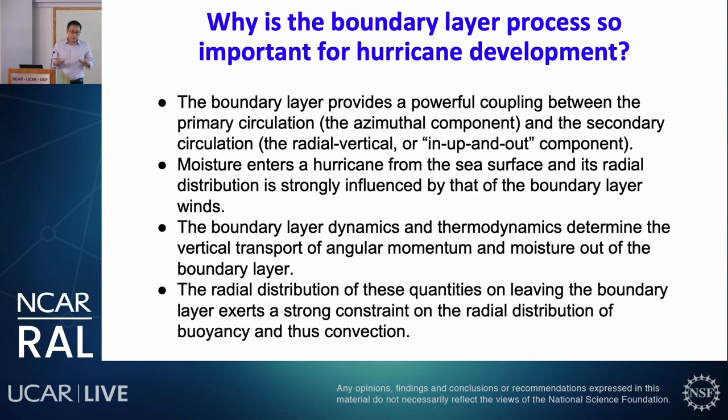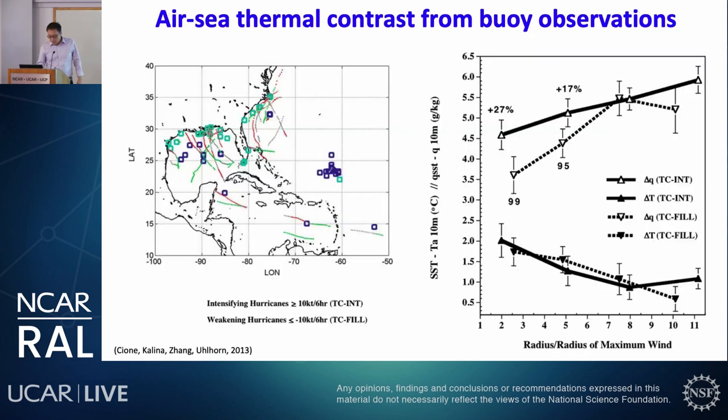Moisture basically enters a storm from the surface, influenced by the boundary layer winds, and supports the upper-level convection. The boundary layer dynamics and thermodynamics determine the vertical transports of angular momentum and moisture out of the boundary layer. So the mass exiting the boundary layer would be linked to the deeper convection. The radial distribution of these quantities also puts constraints on the radial distribution of buoyancy and in turn the convection.